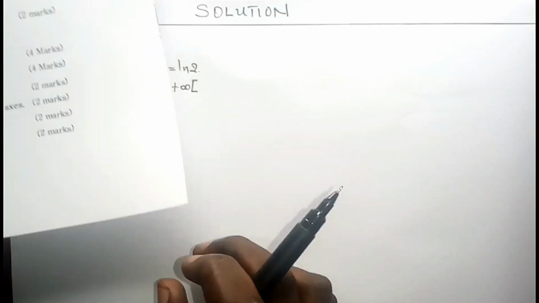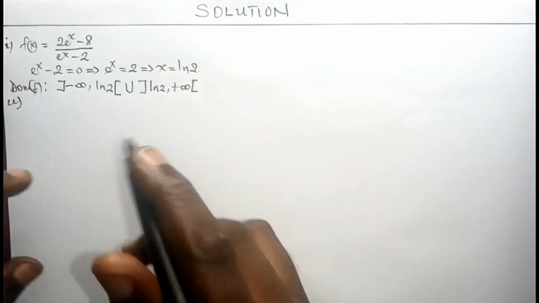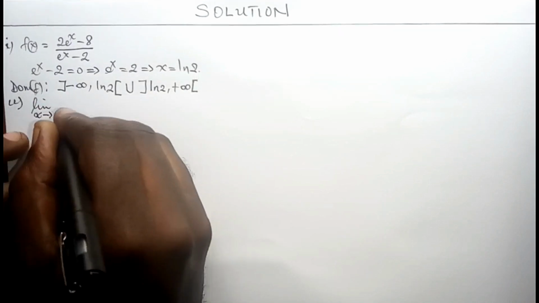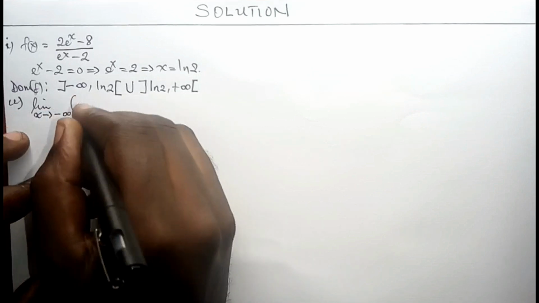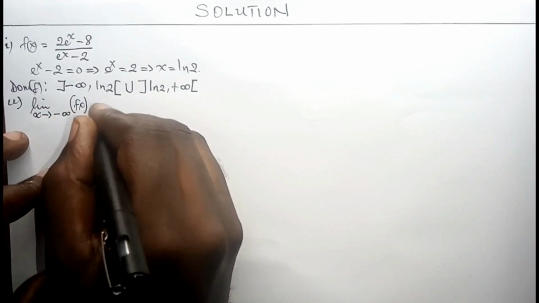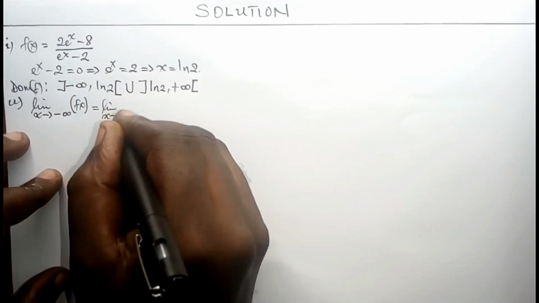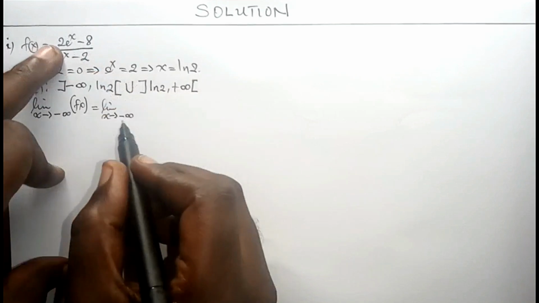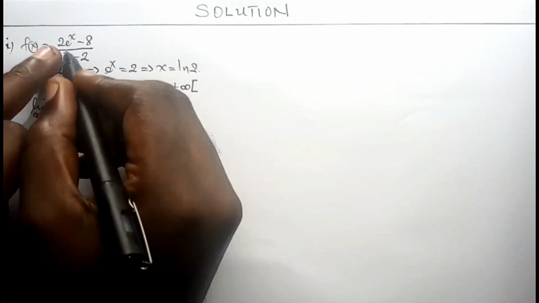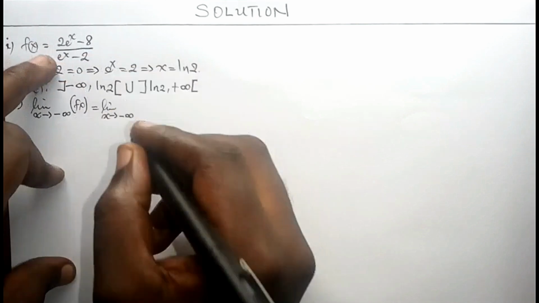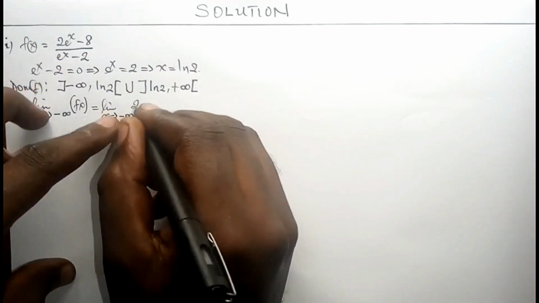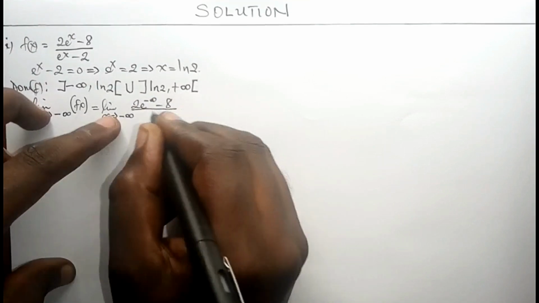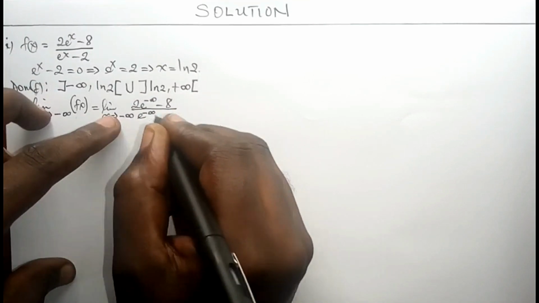Alright, so we start with the limit as x tends to negative infinity. Limit as x tends to negative infinity of the function is simply limit as x tends to negative infinity of that function. I simply plug in negative infinity. I substitute negative infinity in the function and then see what comes out. I have 2e to the negative infinity minus 8 all over e to the negative infinity minus 2.